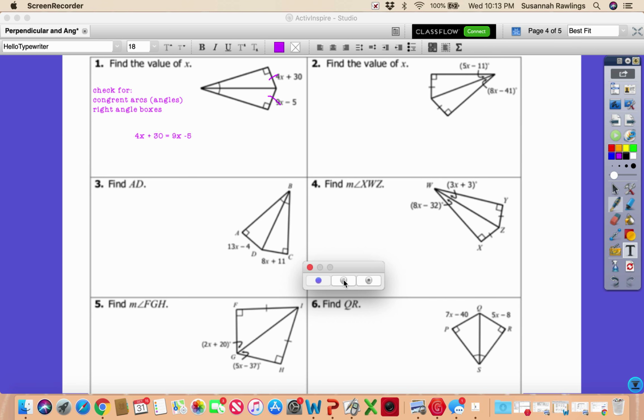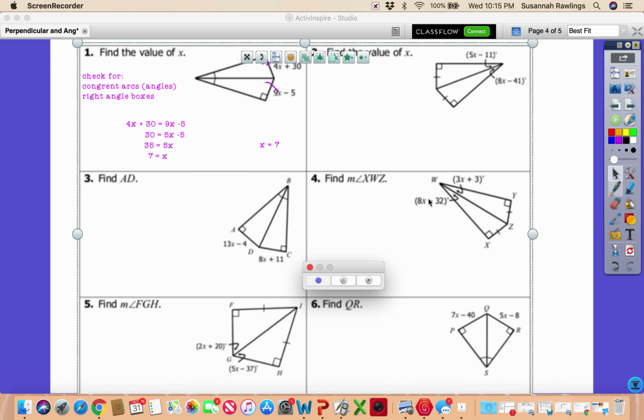Okay, that should have been your setup there. We're just putting an equal sign in between, and go ahead and solve for x. Okay, so I put all the steps of the equation there, and you should have gotten x equals 7. So you can double check there if you didn't get that.